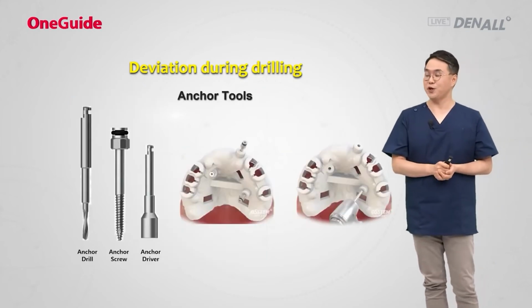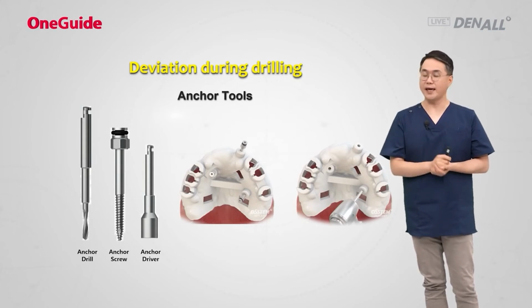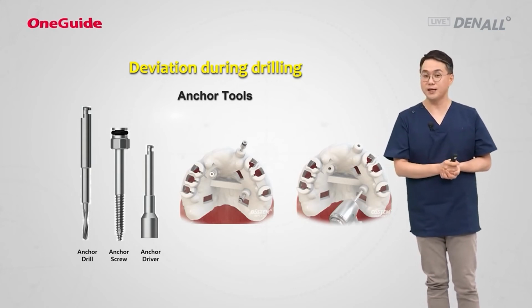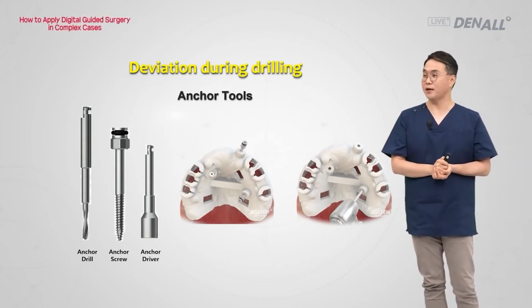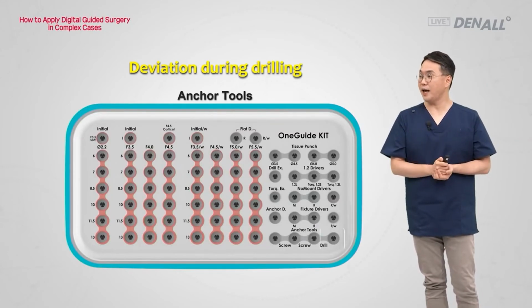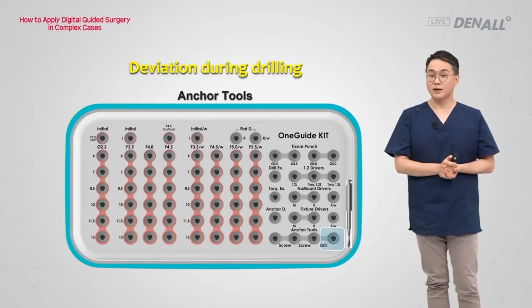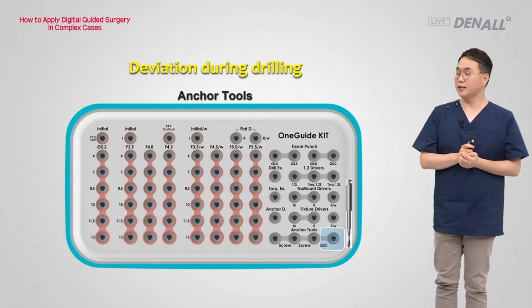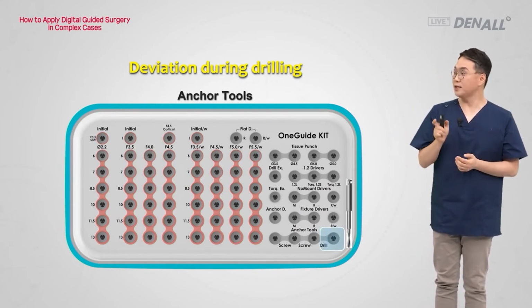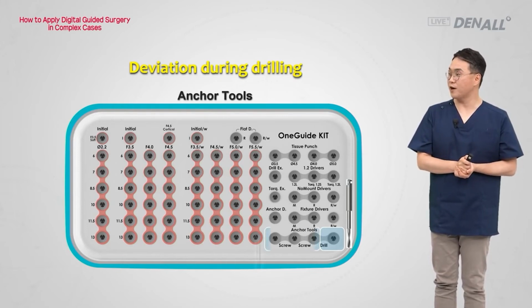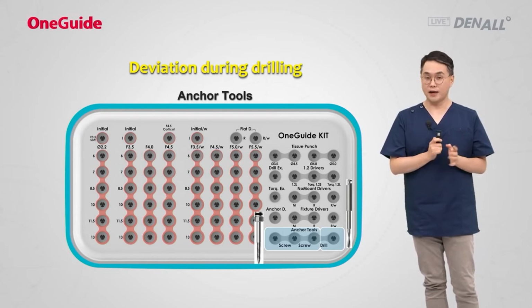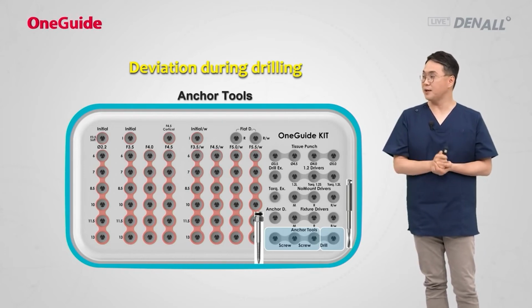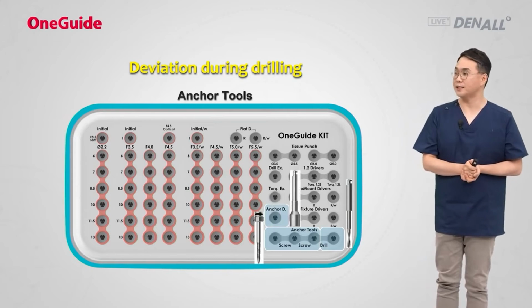It will tilt distally. To prevent this, in the OneGuide kit, there are 3 anchor screws, an anchor drill, and an anchor driver to place the screws. In the OneGuide kit, they are here. The anchor drill is to place the anchor screws. And there are 3 anchor screws, as 3-dimensional stability can be obtained with the 3 screws in 3 locations. This is the anchor driver used for installation.